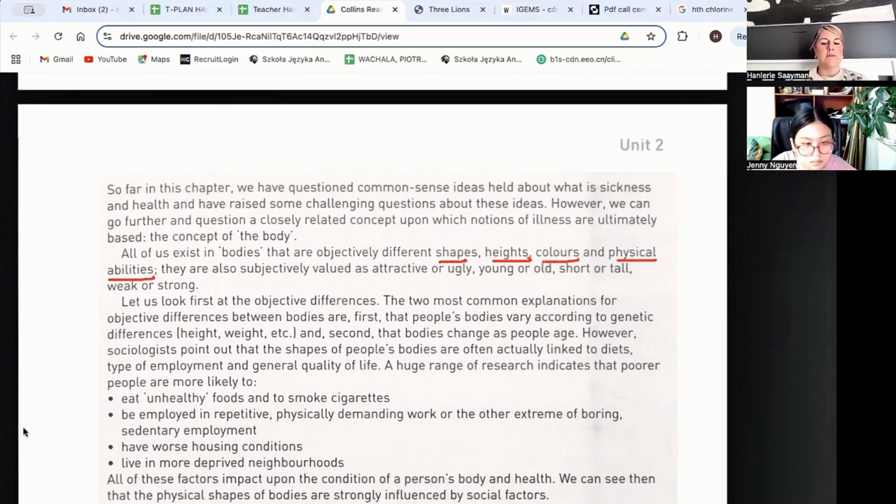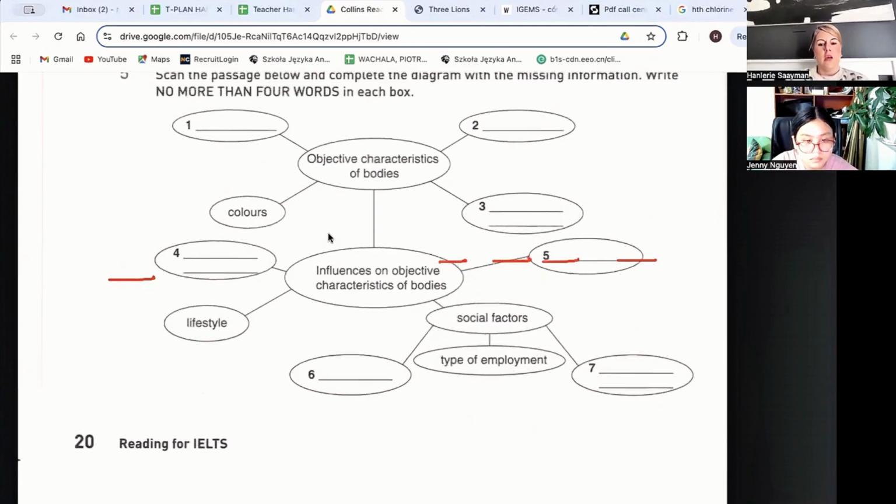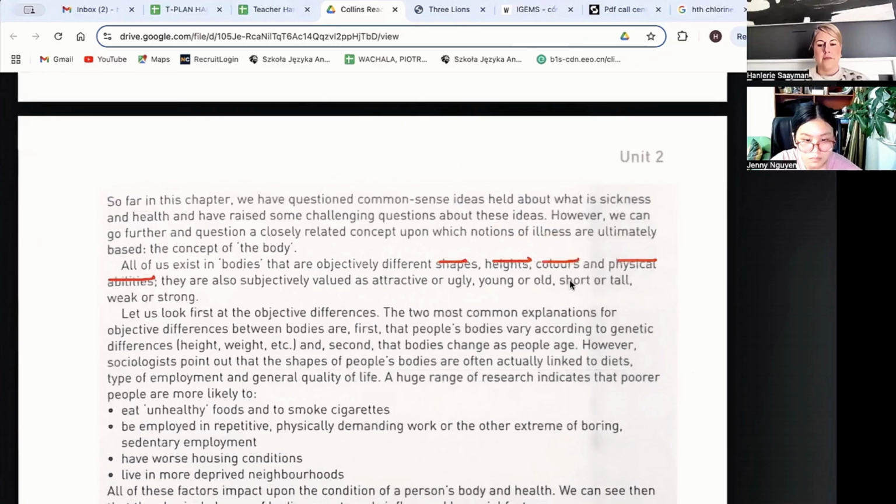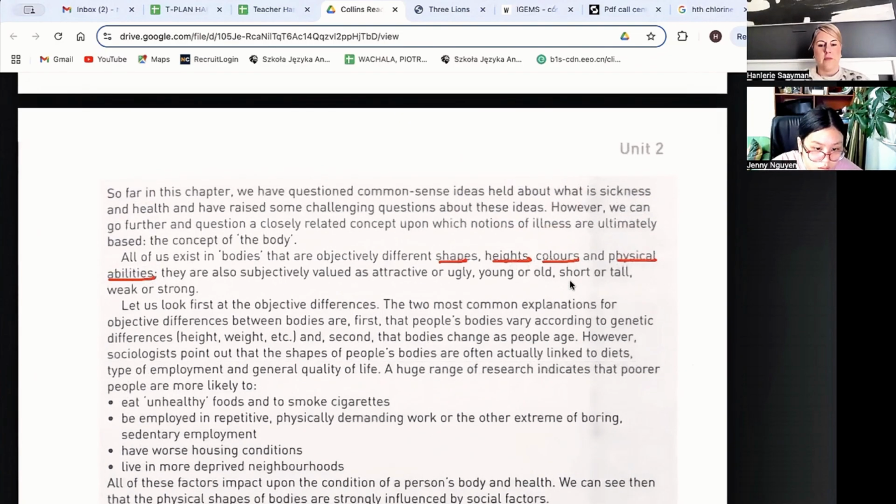Now, the next part: influences on objective characteristics of bodies. So now we're looking at the influences. One of them is lifestyle, social factors. What would be number 4 and 5? Have worse housing conditions and live in more deprived neighborhoods. Right. Have worse housing conditions, live in more deprived neighborhoods.